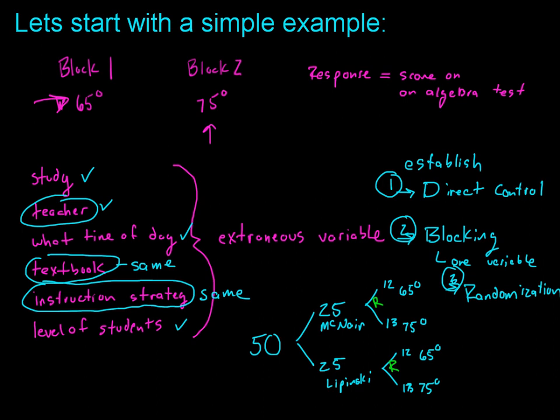So we have three different things here to help us control for these extraneous variables. Direct control: keep everything the same for everybody. We make sure everybody uses the same textbook and the same instructional strategy. Blocking allows us to control for one extraneous variable. How do we pick? We try to pick the one that's most important, and we thought teacher was that. So we have each teacher giving both treatments, 65 and 75 degrees.